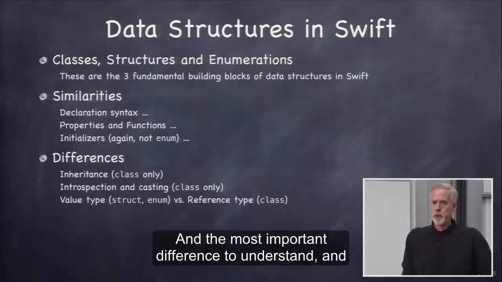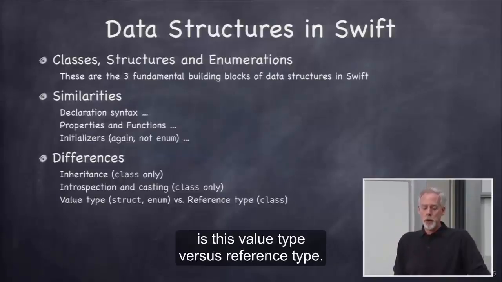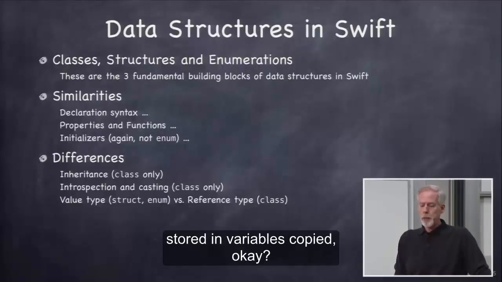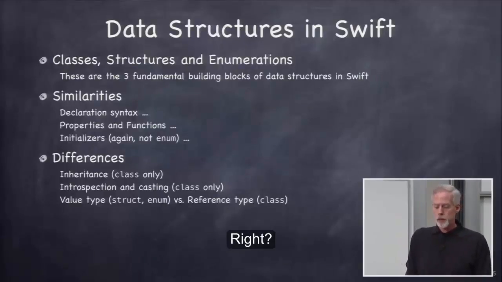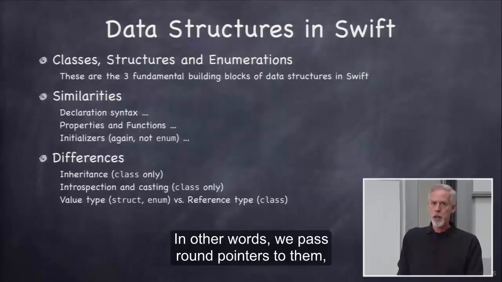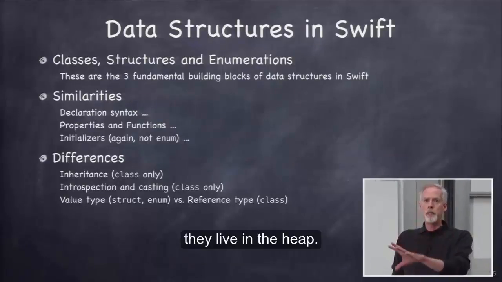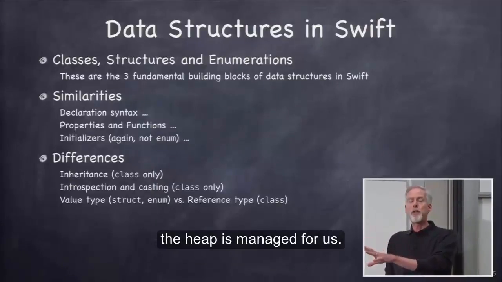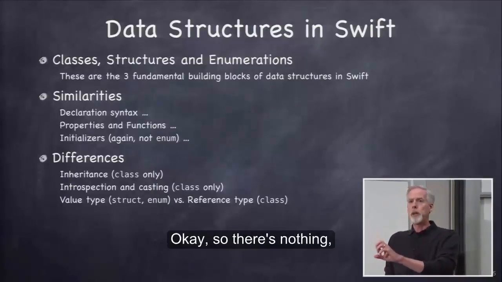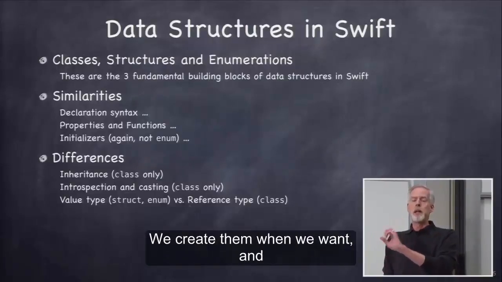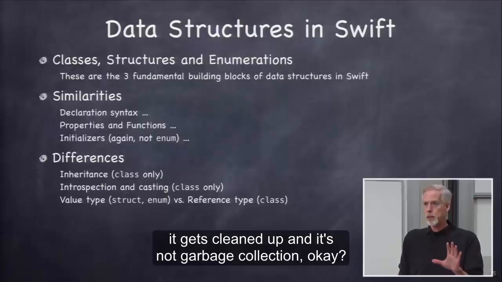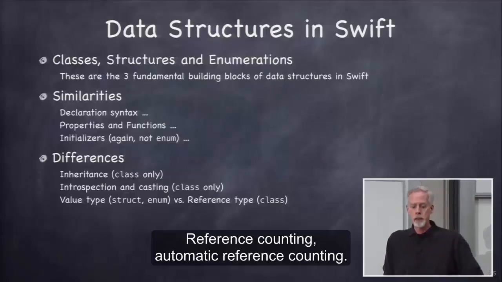And the most important difference to understand, and we really went over this in the demo, is this value type versus reference type. Structs and enums are passed around and stored in variables, copied, okay? And classes are reference types. In other words, we pass around pointers to them. They live in the heap. And remember that classes, their memory in the heap is managed for us. So we don't have to do anything, alloc and free them. We create them when we want, and when no one's using it, it gets cleaned up. And it's not garbage collection, okay? It's reference counting, automatic reference counting.